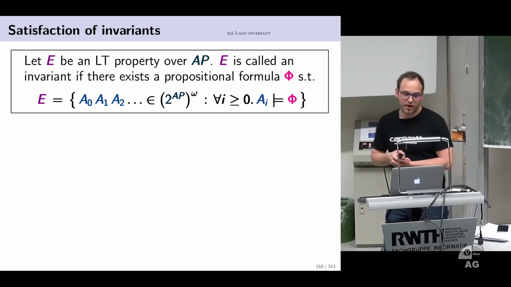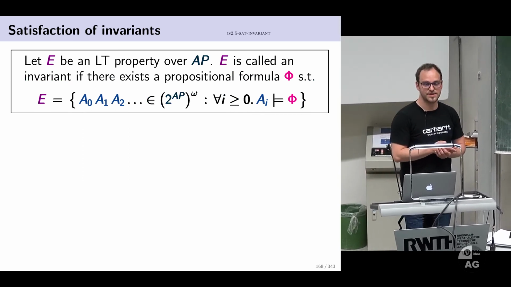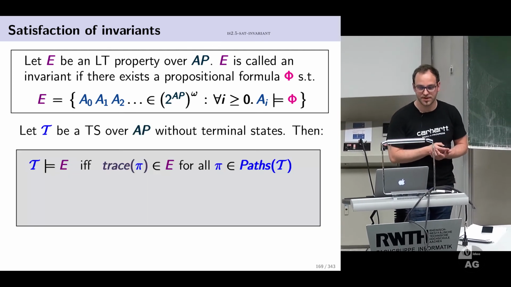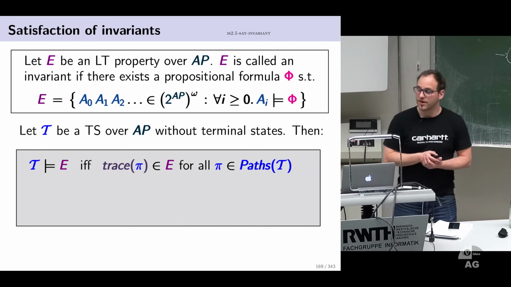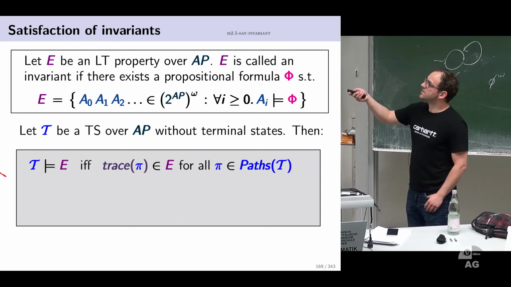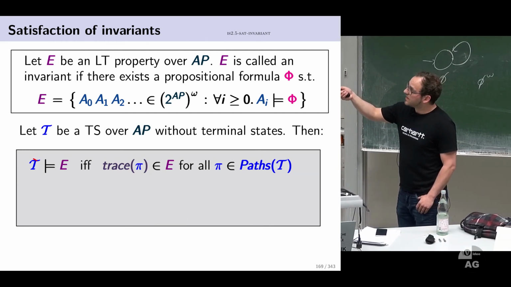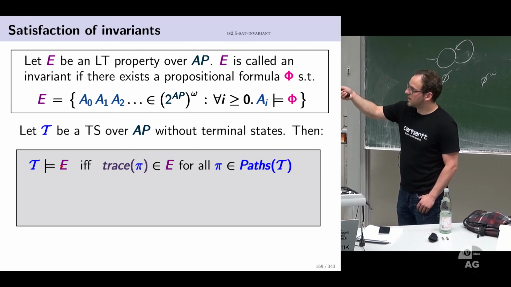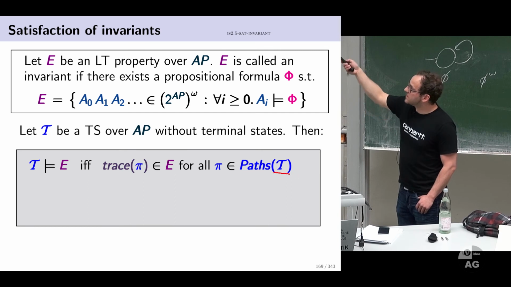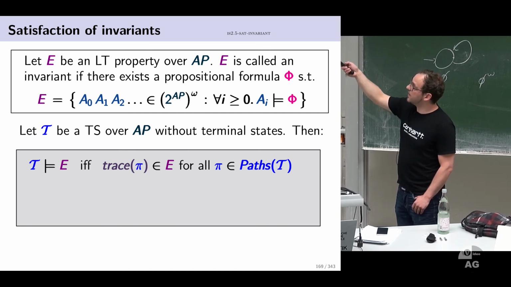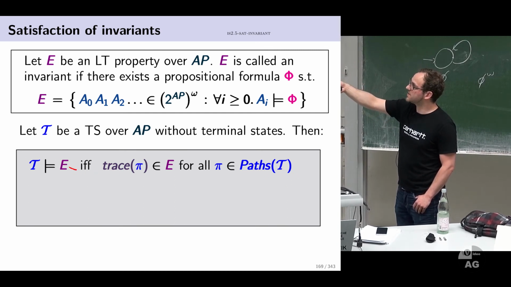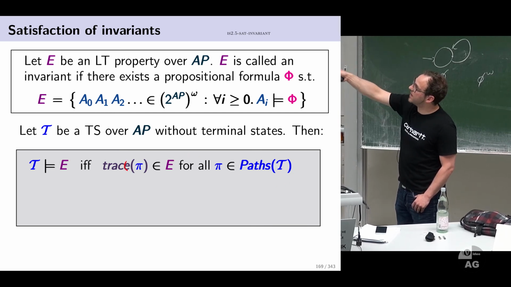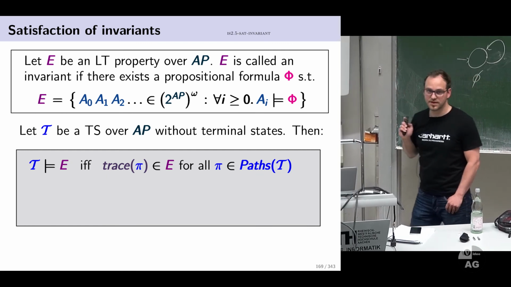Okay, let's talk about when invariants are satisfied. This is just a repeated definition of an invariant. And if you're talking about invariants, then the following is very easy to see. We say that T satisfies the invariant E, still a linear time property. This is just the definition for the satisfaction relation of linear time properties, meaning this is the case if and only if I can take any path in my transition system and its trace will be included in the linear time property.